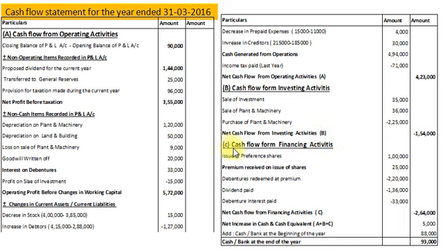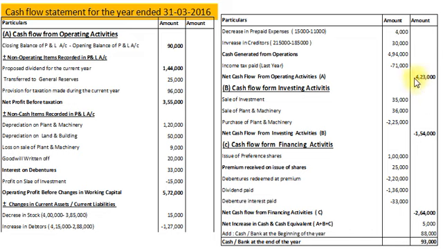Now we will see cash flow from financing activities. Issue of preference shares will be recorded as a source rupees 1 lakh. Premium received on issue of preference shares rupees 25,000 source. Debenture redeemed at premium rupees 2,20,000 minus as application. Dividend paid application minus 1,36,000. Debenture interest paid minus 33,000 as application. And finally we get net cash flow from financing activities minus 2,64,000.